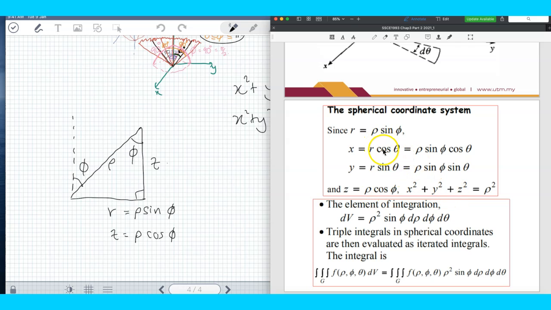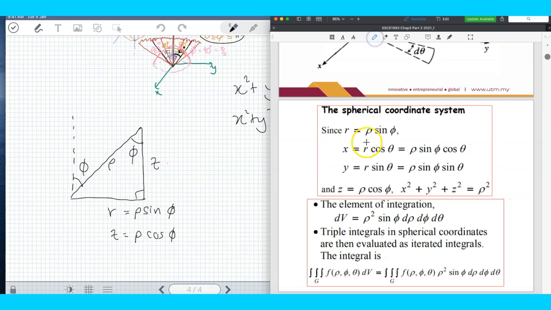Then how can you get x to be this particular equation? You replace the r here. As we know, in polar or cylindrical, x equals r cos theta. So you replace the r here by this equation. And now for y, r is replaced by rho sin phi. And z, I have shown you this one. What I want to say is, you have to take note of this. You have to memorize. You have to know how to use them.